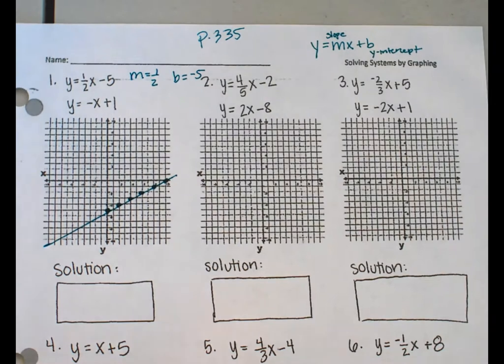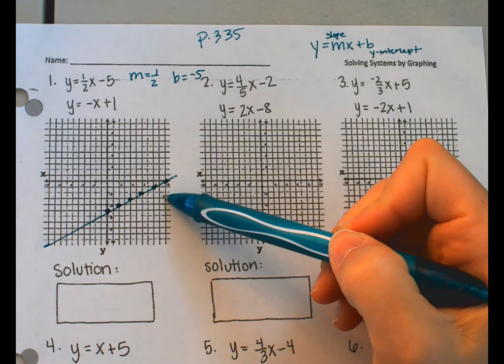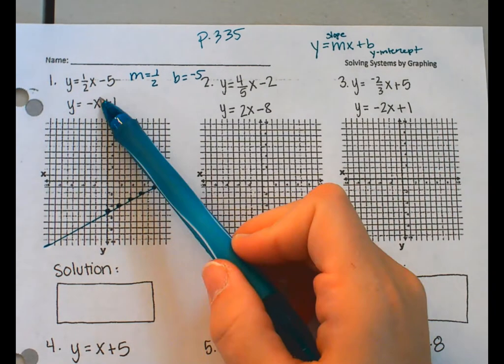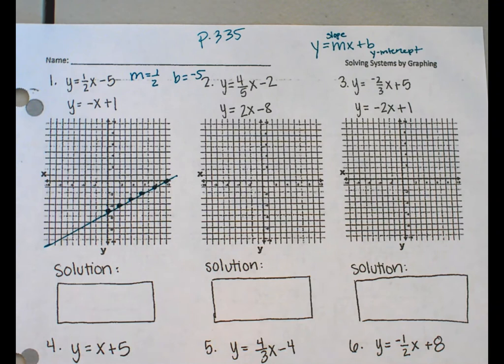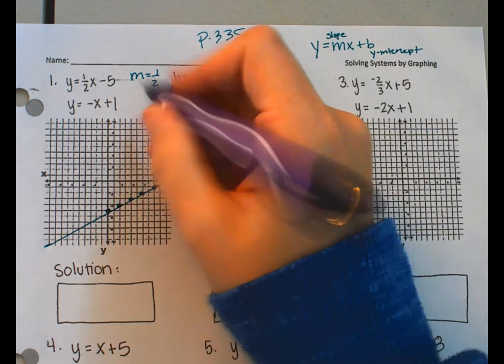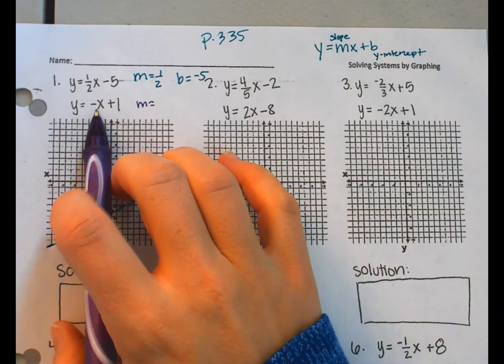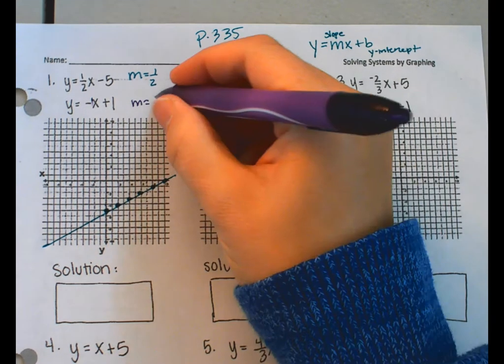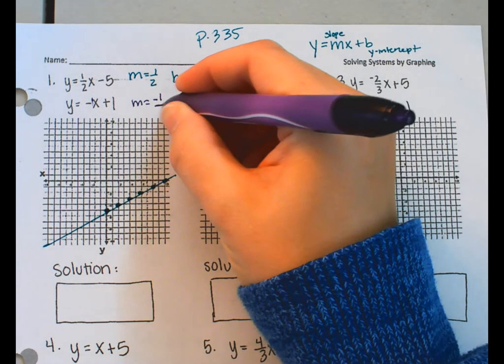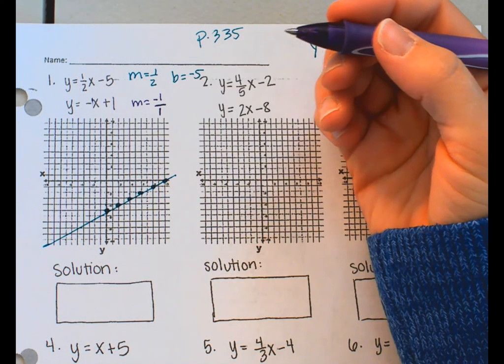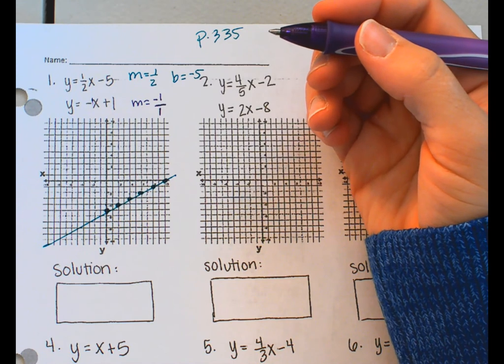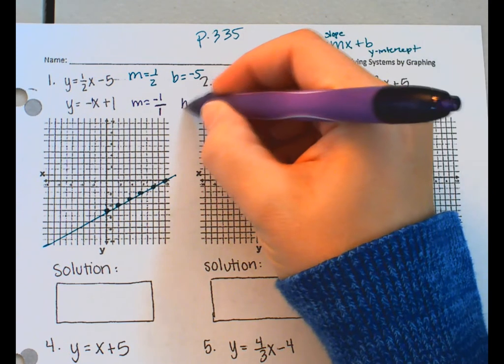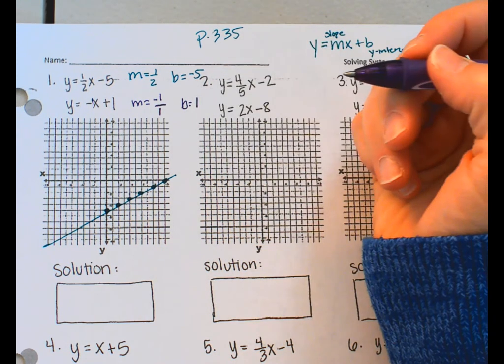So I graphed the first line here, and so now I'm just going to do the same thing with this line. I'm going to graph that line on this same graph. So here, my m value, there's not a number here, which means there's an imaginary 1. So this is -1, which I'll write as -1/1, because for slope, it helps to have it as a fraction. And then my b value is +1.